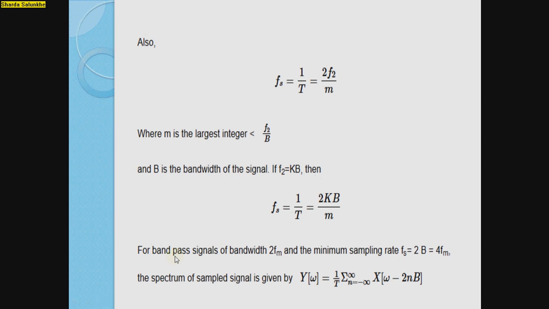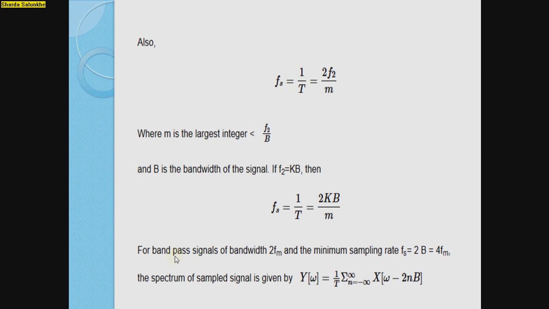Next, also fs is 1 by T, that is 2 f2 divided by m, where m is the largest integer which should be less than f2 by B, and B is the bandwidth of the signal. If f2 is k into B, then fs is equal to 1 by T, that is equal to 2 into k into B divided by m, where the bandpass signal has bandwidth 2 fm and the minimum sampling rate is fs equal to 2B, so that will be equal to 4 fm.